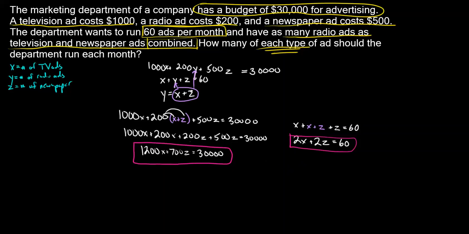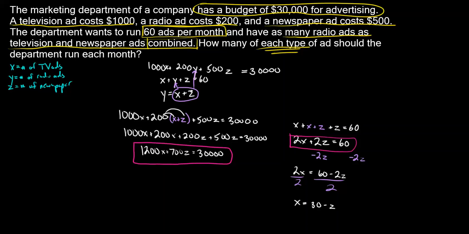I'm going to go ahead and solve for x in this case. So I'm going to keep going. I'm going to subtract each side by 2z to get 2x is equal to 60 minus 2z. And now I'm going to divide each side by 2 to end up getting x is equal to 30 minus z.